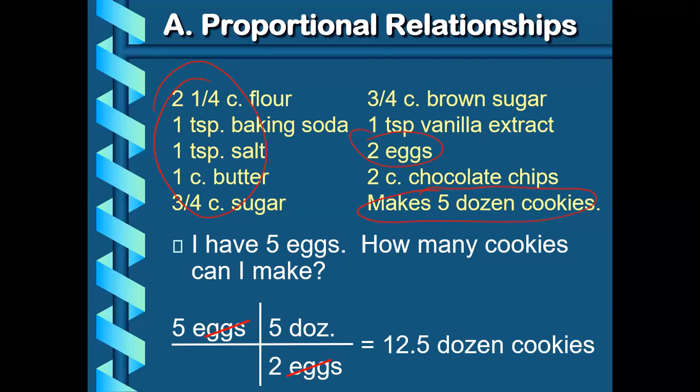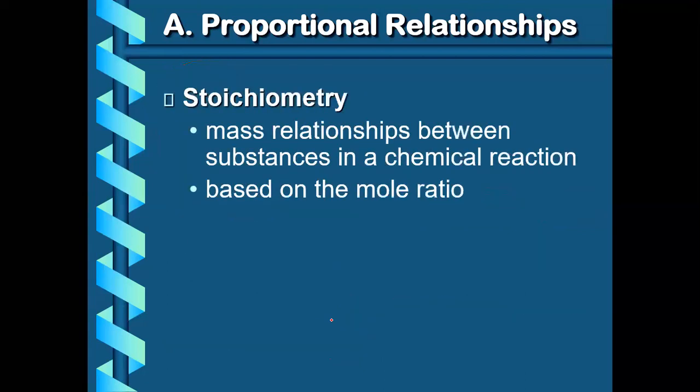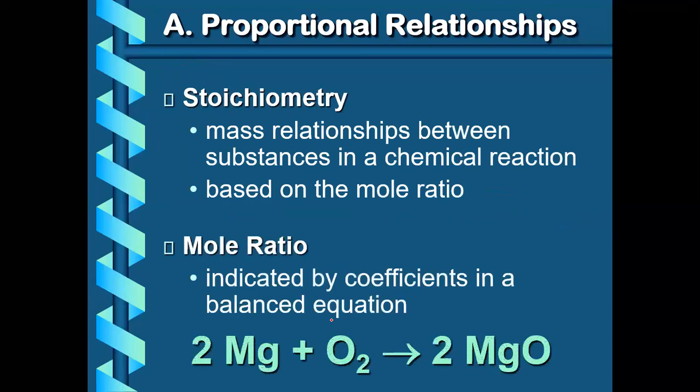So I can use a conversion factor from my recipe, just like I was using conversion factors for my molar mass or for Avogadro's number earlier. So we're going to use what we call the mole ratio, which is the ratio that we get from our recipe or from our balanced chemical equation. So the coefficients in front of our reactants and products tell us our mole ratio for a balanced equation.